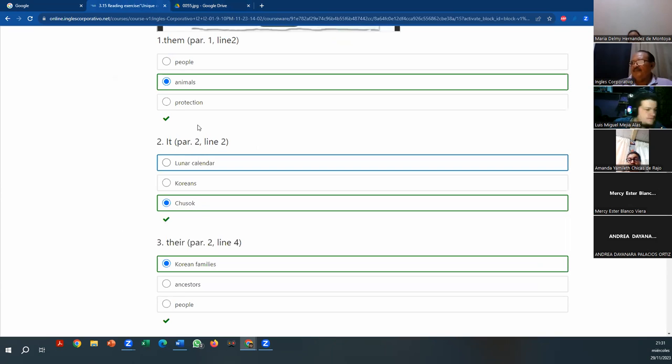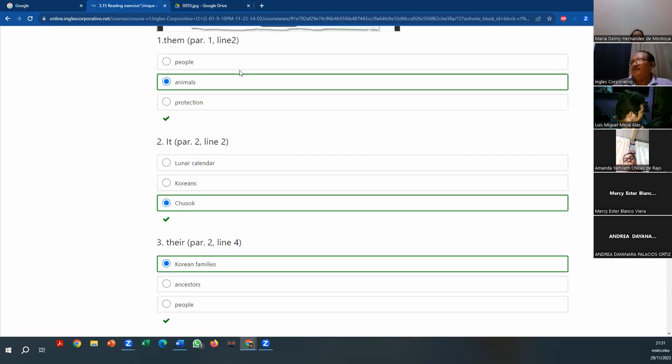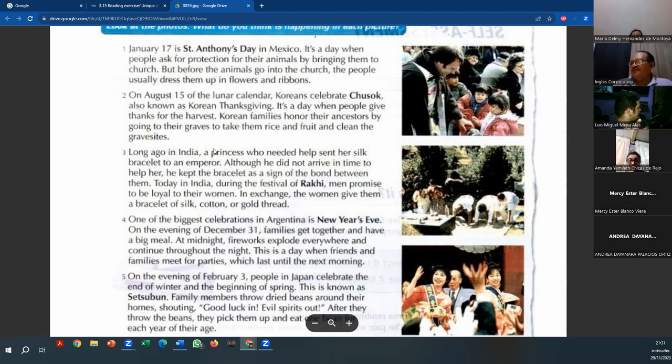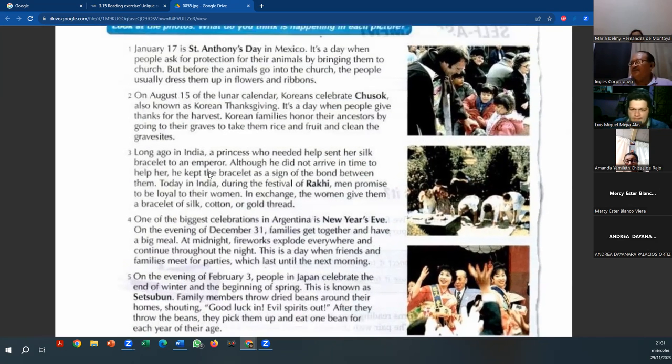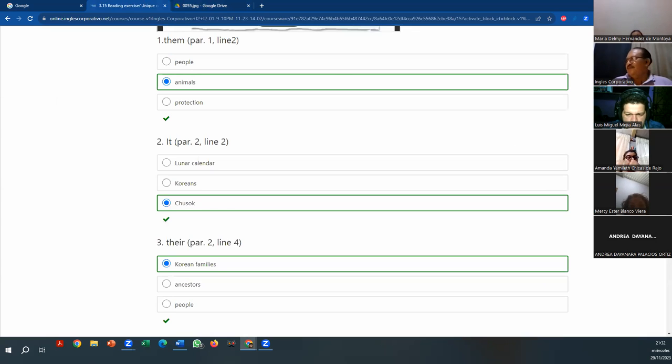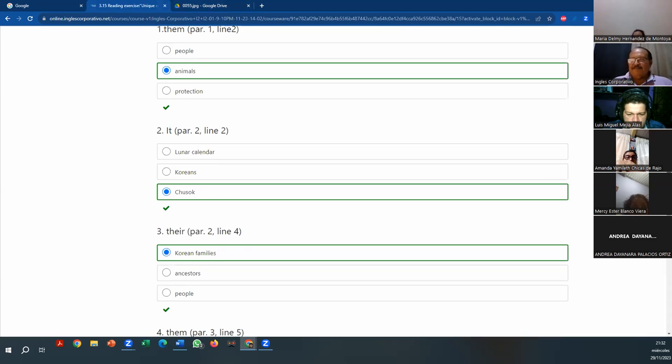Then number three, part two, line four. So this is one, two, three. Now what's this one? One, two, three, four. It should be their graves. Okay, but it's in number three. In the answer it says they took, but in the question it is this. Now that's the situation. Good. Nice observation, Pope.